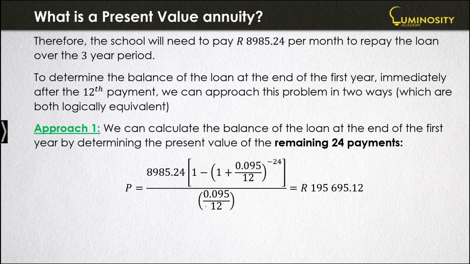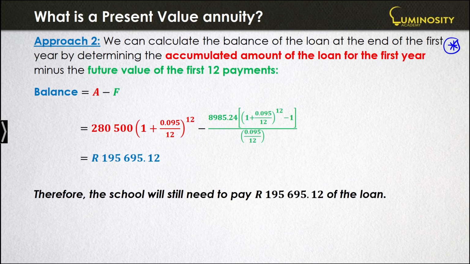The first approach is to calculate the balance of the loan at the end of the first year by determining the present value of the remaining 24 payments. So after the 12th payment, there's still 24 to make. So we can use the present value formula to determine how much is still left by putting in the payments that we're making. But now we need 24 months left, and we see that we still owe 195,695 Rand and 12 cents. That is the first approach.